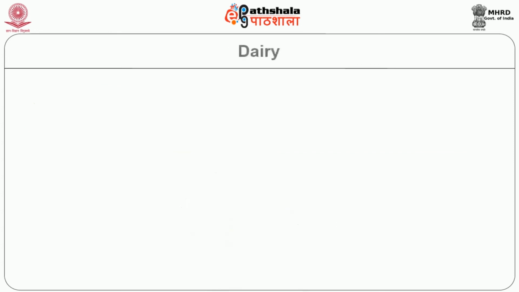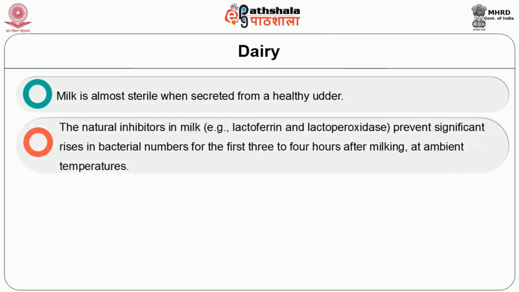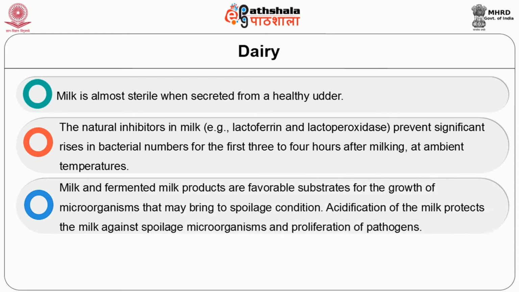Dairy. Milk is almost sterile when secreted from a healthy udder. The natural inhibitors in milk prevent significant rises in bacterial numbers for the first 3 to 4 hours after milking at ambient temperatures. Milk and fermented milk products are favorable substrates for the growth of microorganisms that may bring about spoilage condition.